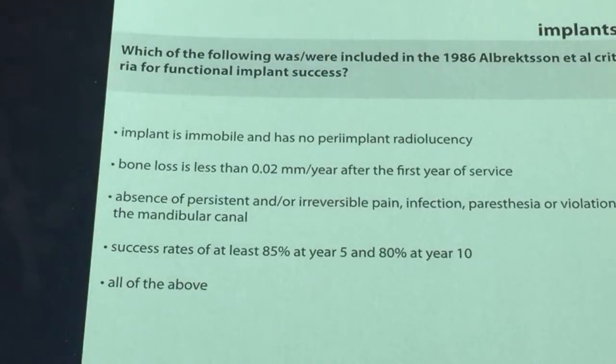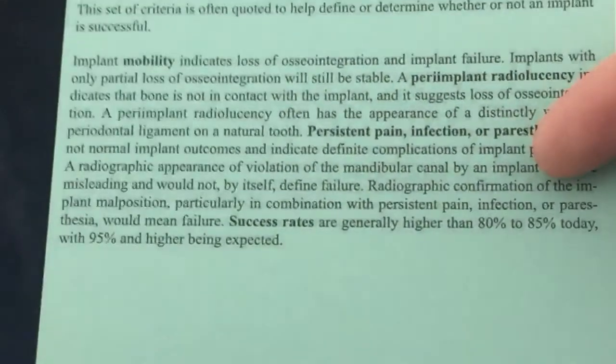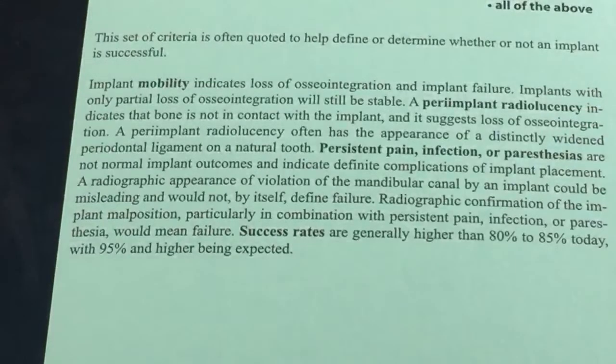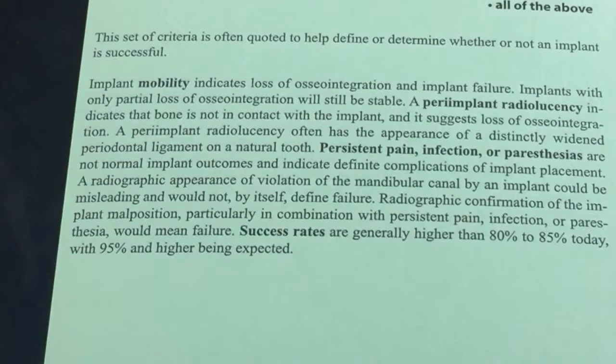Success rates of at least 85% at year 5 and 80% at year 10. I will say all of the above. Yes. I didn't know the answer, but this set of criteria is often quoted to help determine whether or not an implant is successful. Implant mobility indicates loss of osseointegration and implant failure. Implants with only partial loss of osseointegration will still be stable.